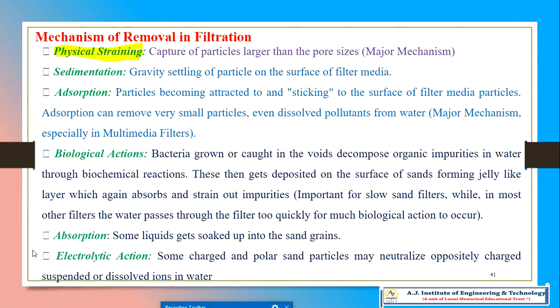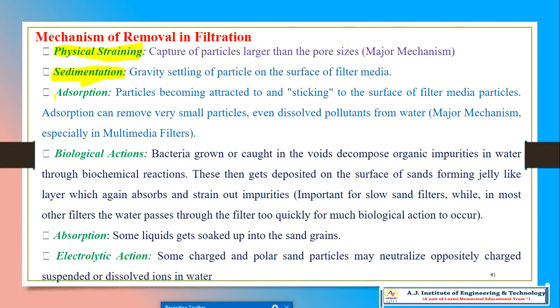Then another concept is sedimentation: gravity settling of particles on the surface of the filter media. This is normal sedimentation settling. Due to gravitational force, the particles will be settled on the surface of the bed of the filter media. For example, take a mug of water and put it down, and due to gravity, the particles will settle.